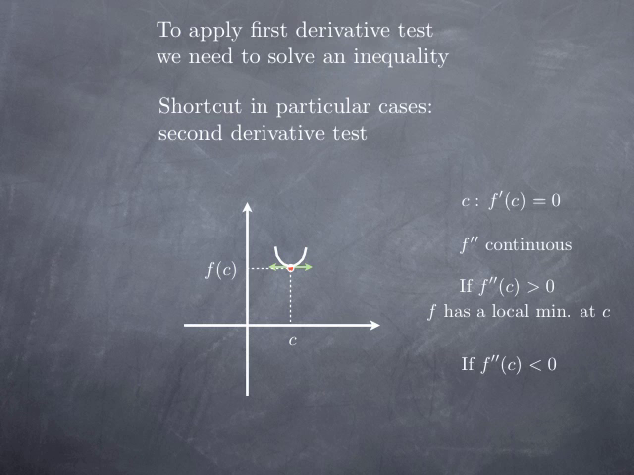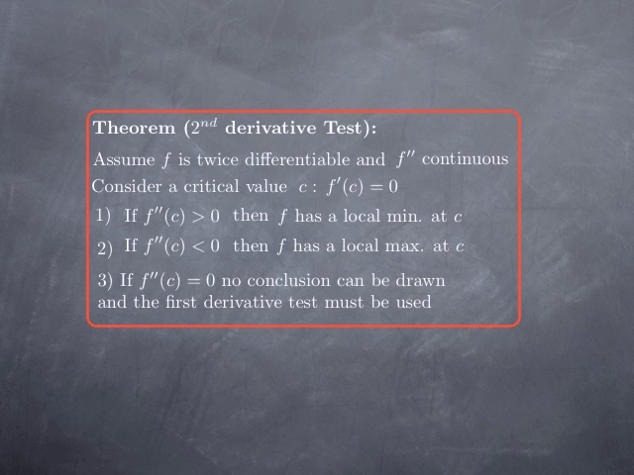Similarly, if the second derivative at C is negative, by continuity of the second derivative it stays negative on some small interval around C, and therefore we have this type of shape, and we can conclude that we have a local maximum at C. So to summarize, the second derivative test, which is again a way to test a critical value and decide whether at this critical value the function has a local maximum or local minimum.